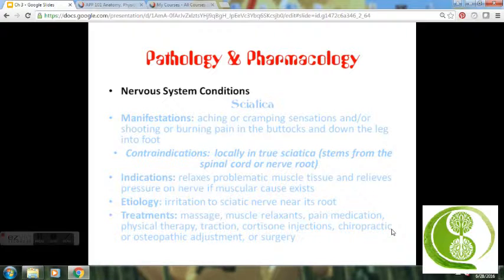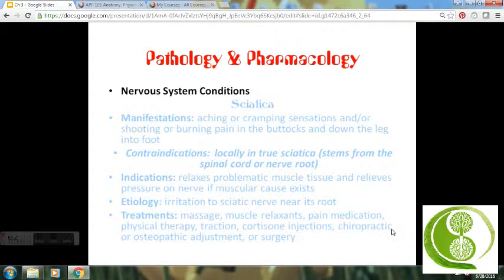Contraindications: locally in true sciatica if it stems from the spinal cord or nerve root. If it's pseudo-sciatica, you do want to get in there into that area and work it, but typically you need to know from the doctor whether it is true sciatica, pseudo-sciatica, or piriformis syndrome.